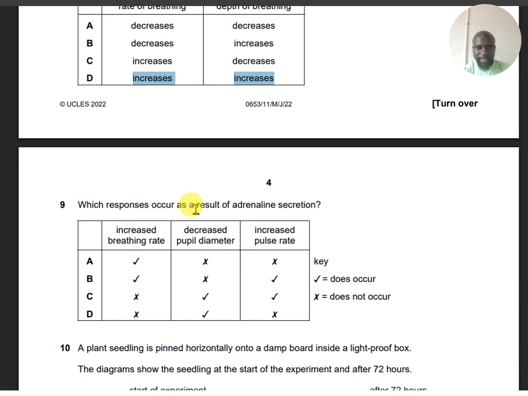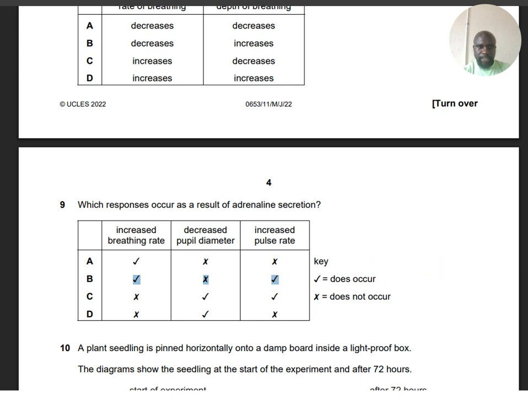Which responses occur as a result of adrenaline secretion, which is number 9. So let us check increased breathing rate. Yes, there should be an increased breathing rate as a result of adrenaline secretion. Then decreased pupil diameter, yes, it should decrease here. So this part is correct. Then increased pulse rate. Yes, so this option is correct. And all other options are incorrect. So the correct answer on number 9 is B.